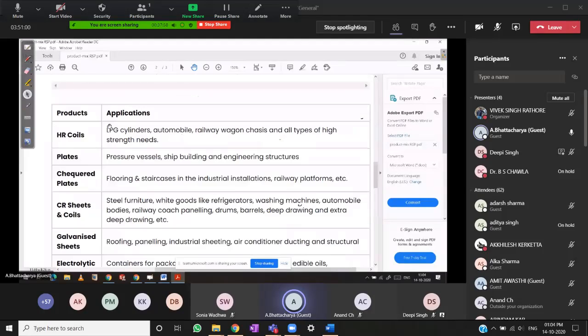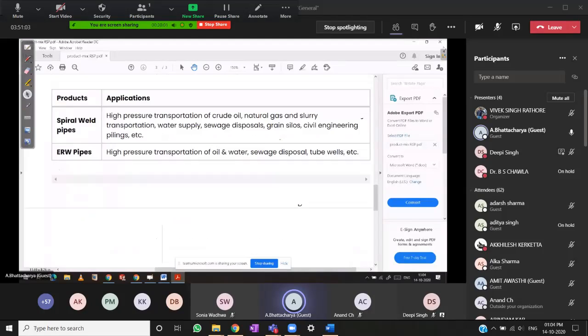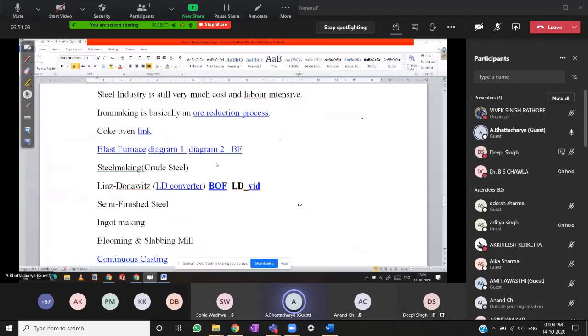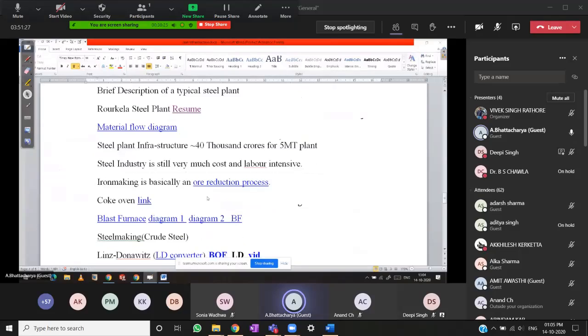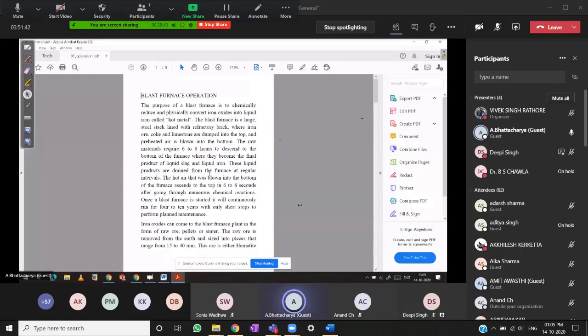So I'll close this. Now I come to the technical part. Now first we'll see iron making. What is iron making? It is basically from ore. We'll see. Now I am resuming my technical portion. So the iron is made in the blast furnace.